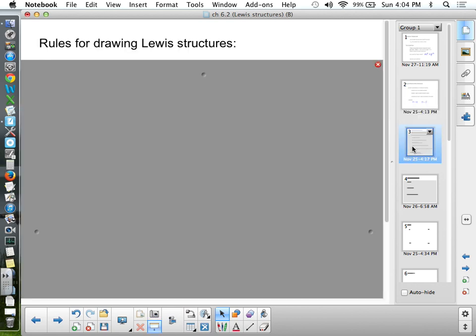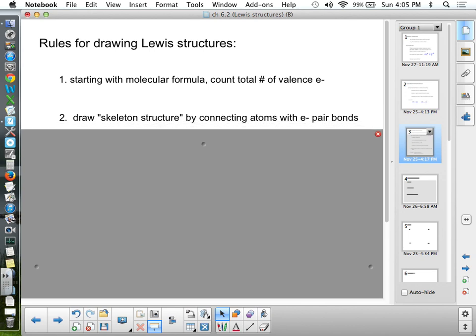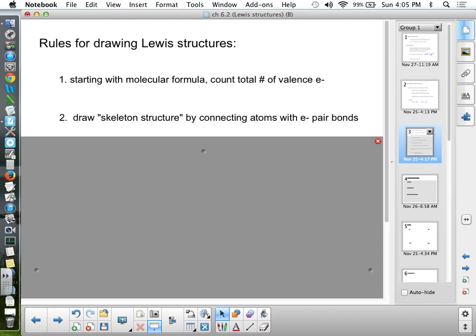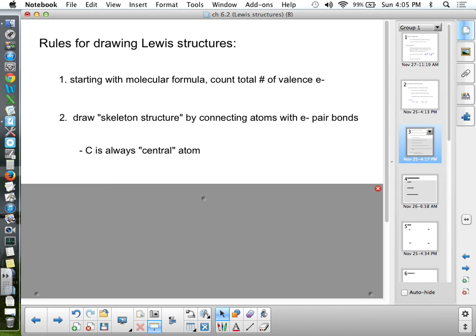Fortunately, there is a pretty straightforward set of rules for drawing Lewis structures, and it goes something like this. You begin with the molecular formula, and you simply count the total number of valence electrons. How many valence electrons does each atom contribute to the overall molecule? Then you draw the skeleton structure of the molecule by connecting the atoms in the molecule with pairs of electrons that represent covalent bonds. If there's a carbon in the molecule, it's always the central atom in the middle.